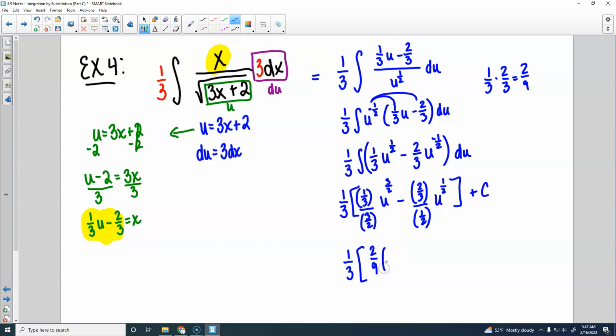2/9. I'm going to go ahead and plug the 3x plus 2 back in. And then 2/3 divided by 1/2 is times 2 over 1, which is going to give me 4/3. 4/3, 3x plus 2 to the 1/2 plus c.